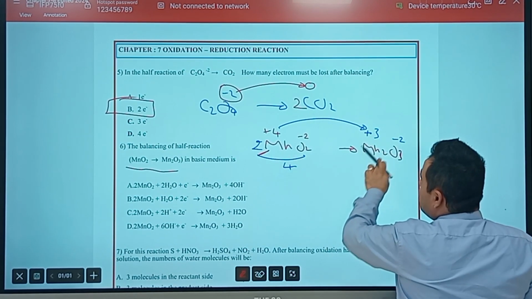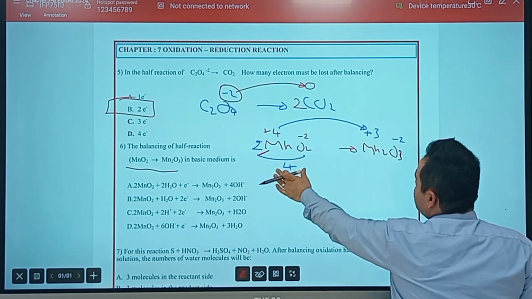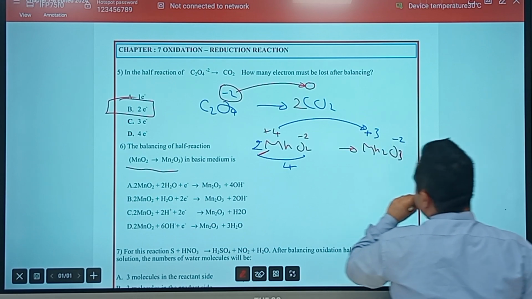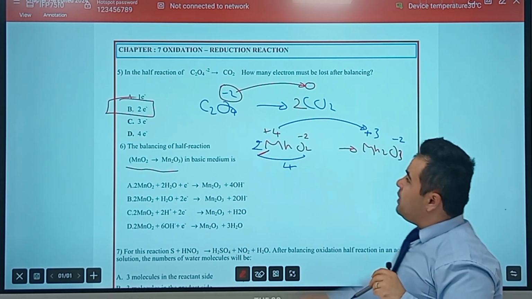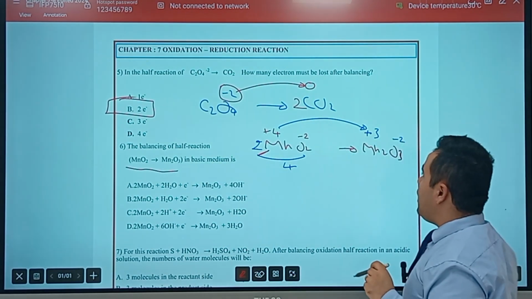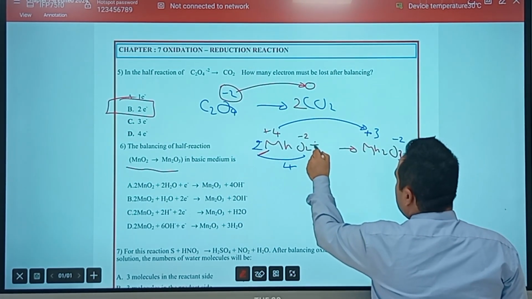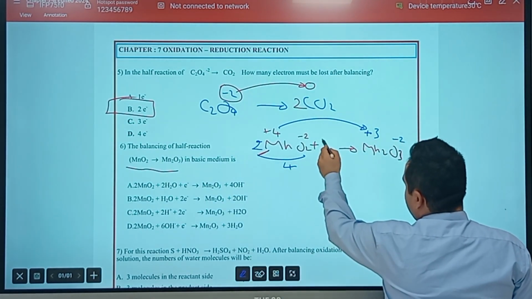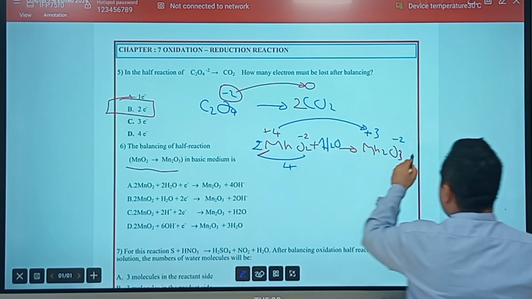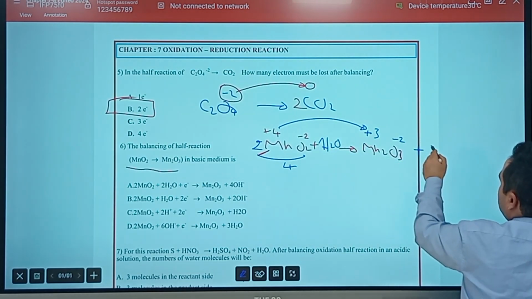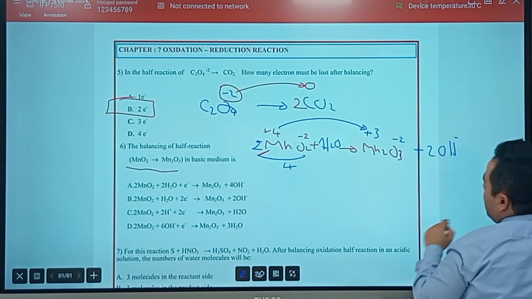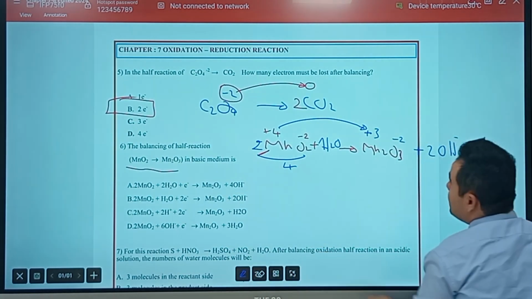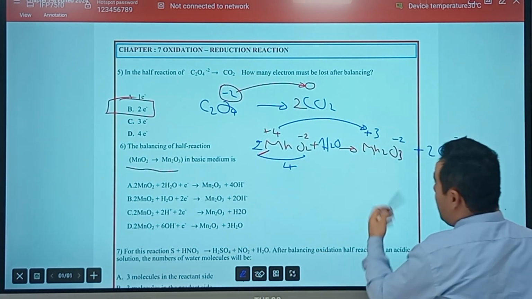What's the difference between the oxygen? Here we have 4 oxygen, here 3 oxygen. So in basic medium, H2O must be added to the higher oxygen side. How many H2O do we have to add? The difference is 1 H2O. How about hydroxide? 2 hydroxide for the other side. To balance the atoms, guys, we have balanced the atoms.